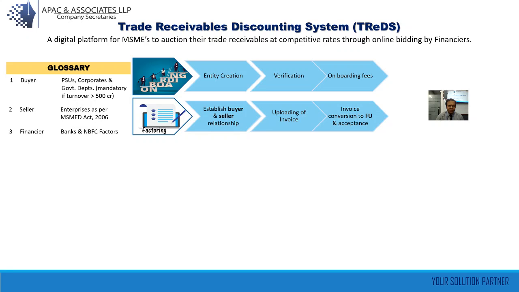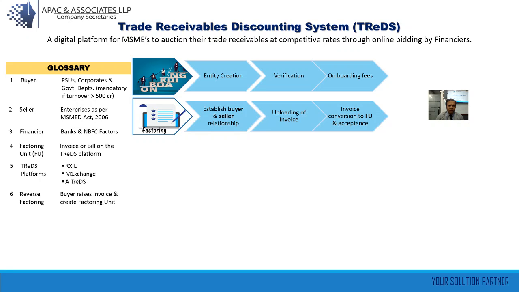Here factoring unit means any invoice or bill of exchange on the platform. At present, we have three established platforms, as follows. One is the RXIL, the second one is M1 Exchange and the third is Invoicemart.